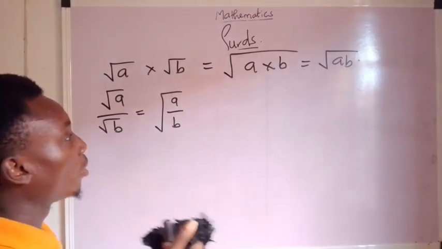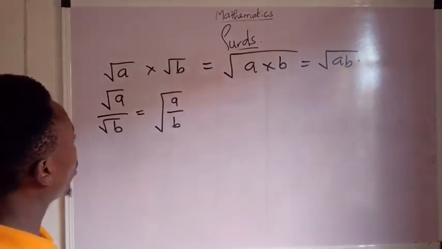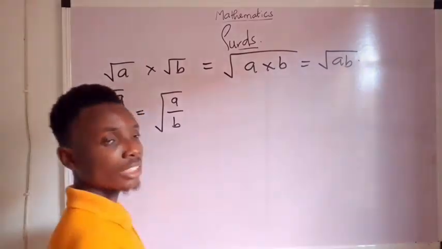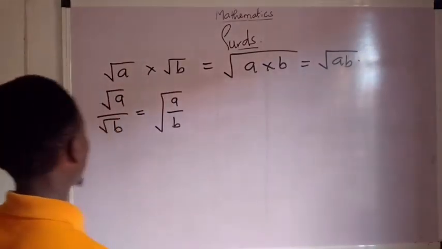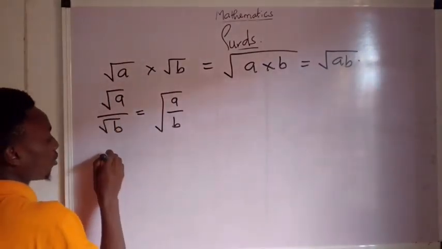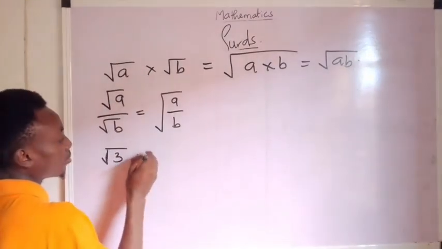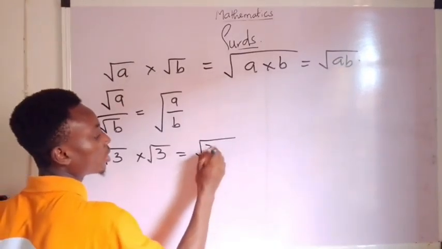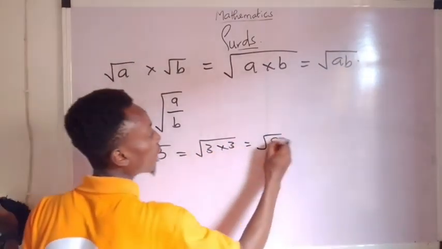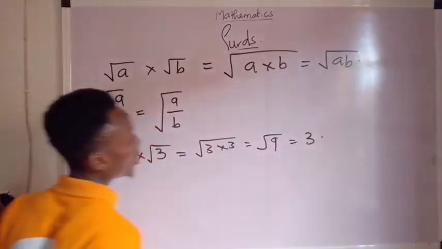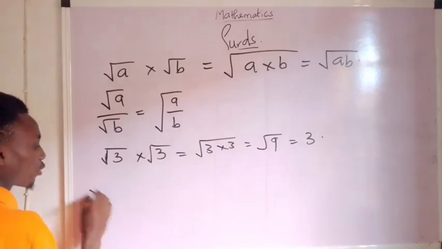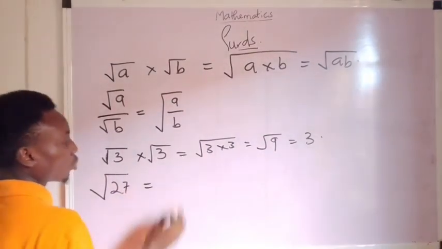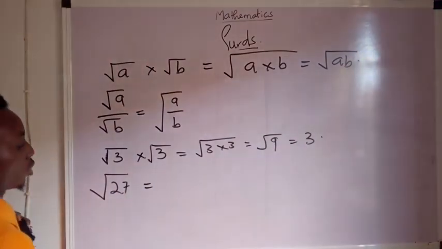And I would love to inform you also that these laws can be used in reverse. So if you have root 3 times root 3, it is actually root 3 times 3, which equals root 9, which actually gives us 3. Now, if you have something like this, root 27 actually gives us what?